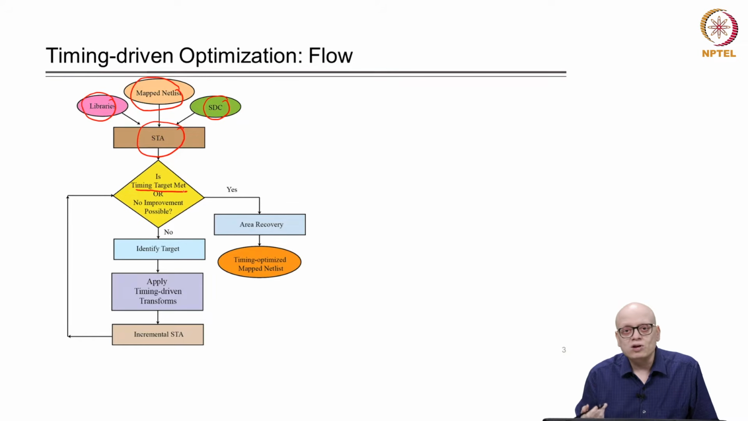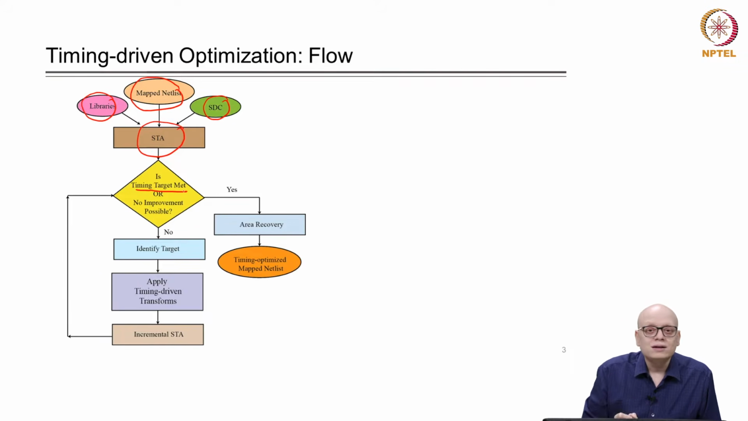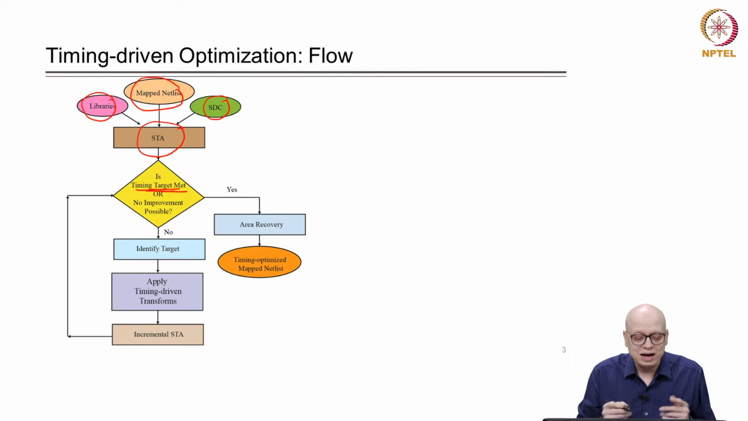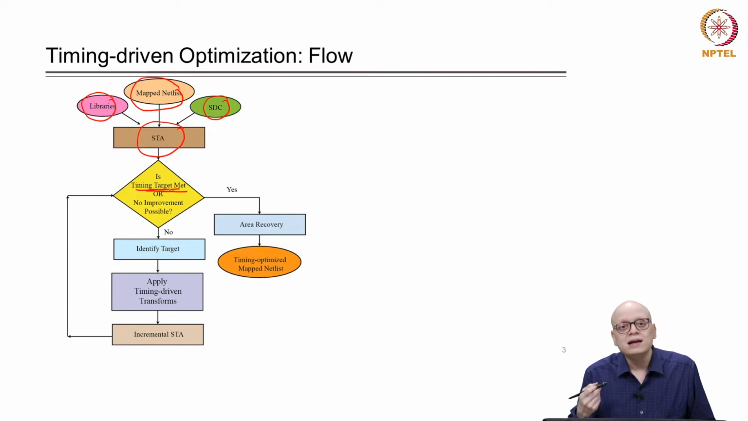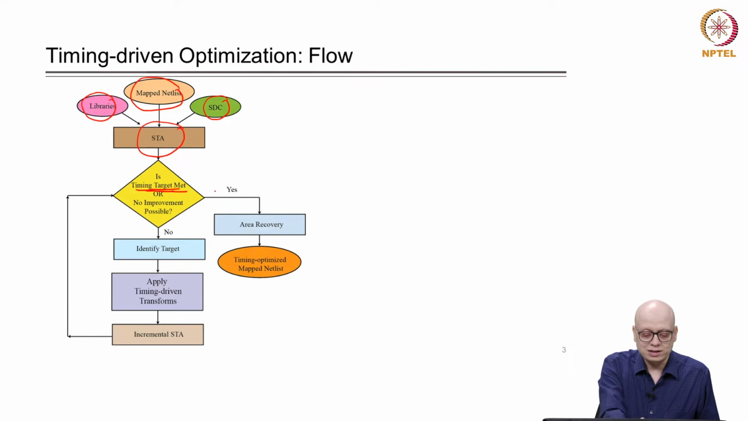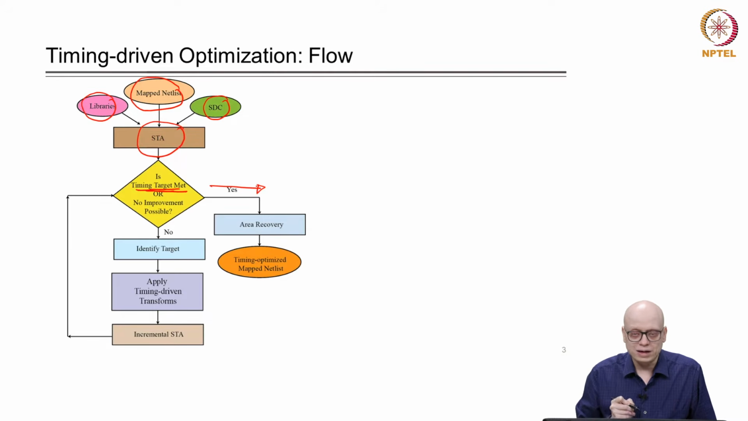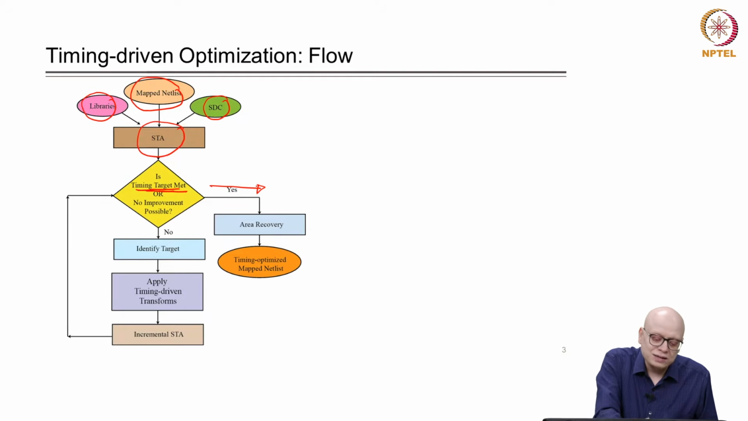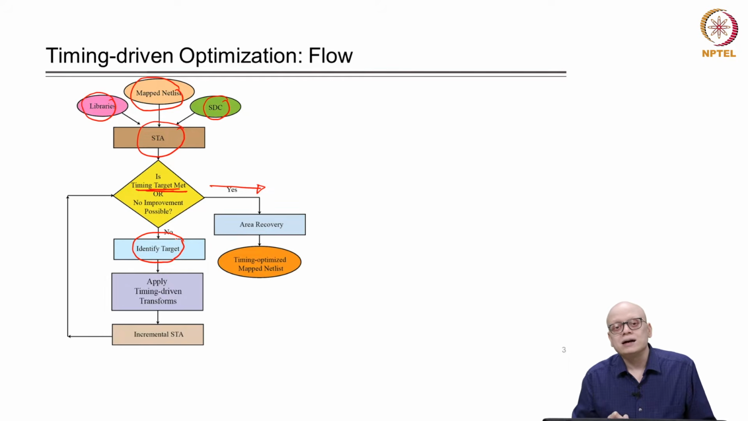Depending on whatever the slack target or the timing target was for our design, we will first check that. If the timing target of our design is met, then we need not do anything. We need not worry, we need not perform any timing driven optimization. So, it goes into this path. If the timing target is not met, then what we do is that we identify targets. And what do we mean by identifying targets?